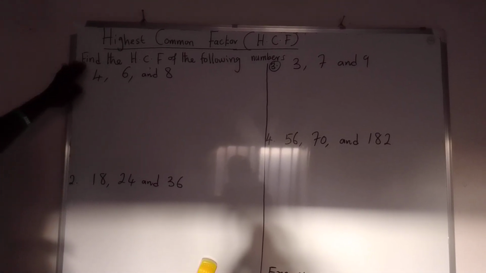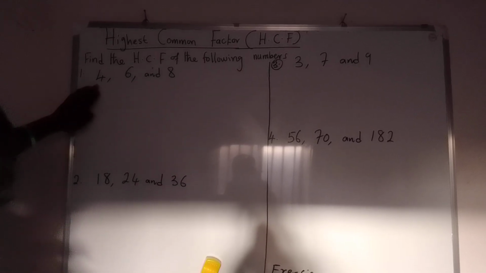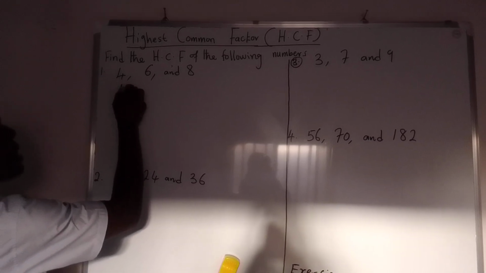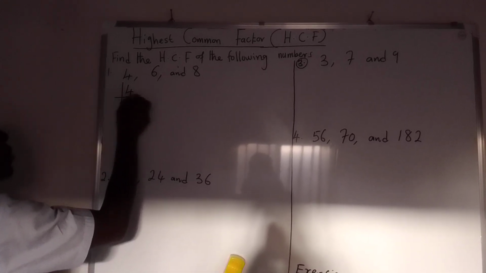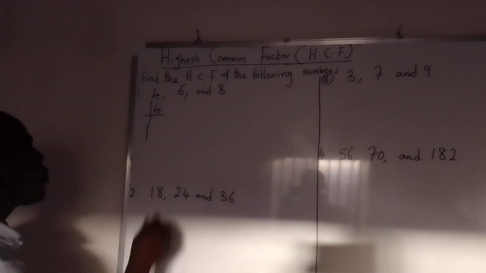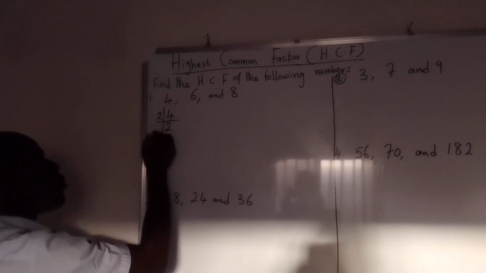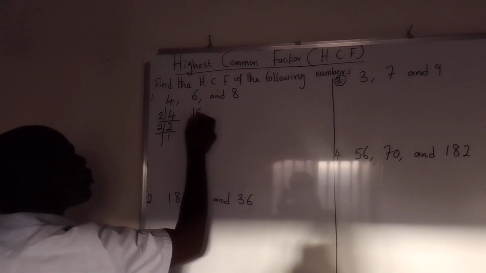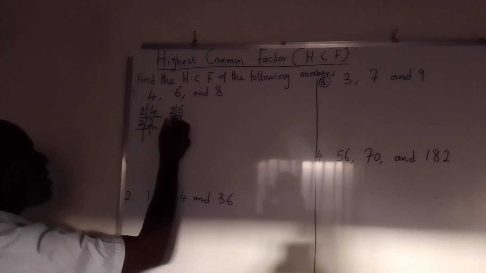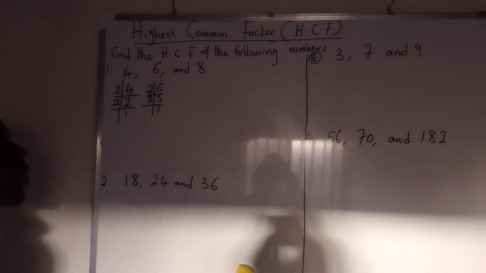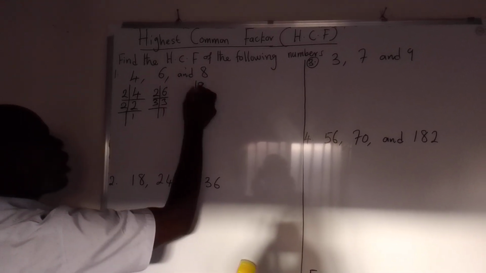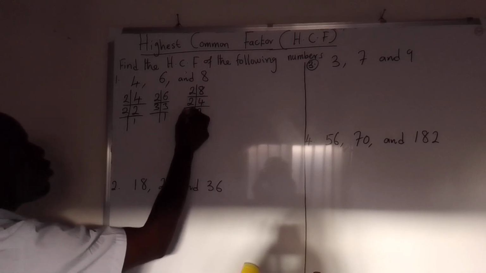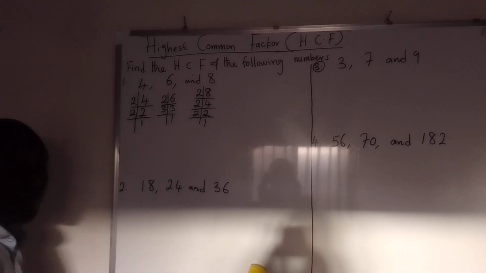Let's take for instance, we are asked to find the highest common factor of the following numbers: 4, 6, and 8. The first number is 4. Let's quickly pick 4 and use factors to divide. For 4, 2 can divide 4, it will give us 2. 2 can divide 2, it will give us 1. Likewise 6, 2 can divide 6, it will give us 3, and 3 can divide 3, it will give us 1. For 8, we have 2, it will give us 4. We have 2, it will give us 2. We have 2, it will give us 1.